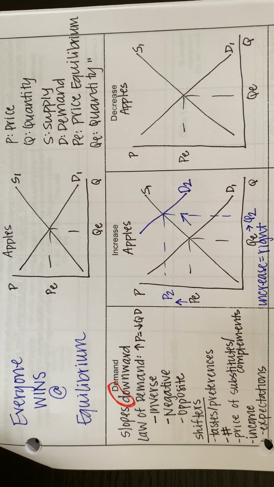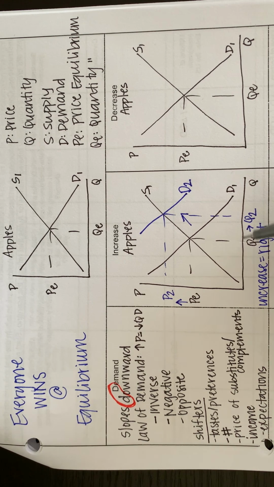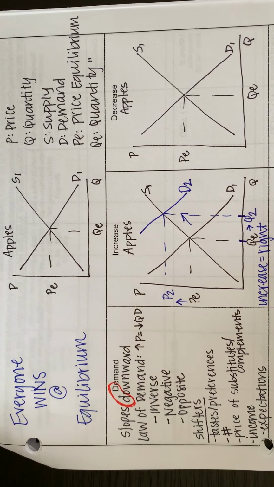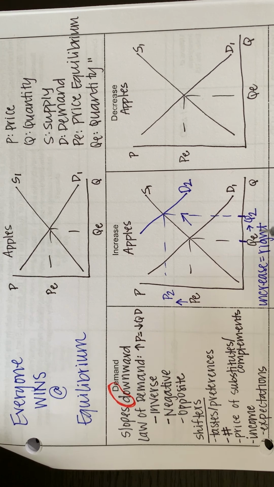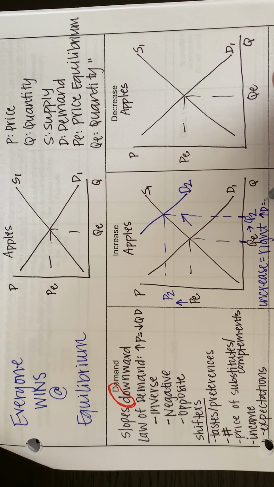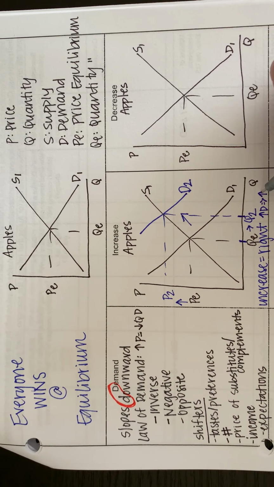So did we actually increase in demand? Yes, we did. Here's our starting point right here at QE, and here's our ending point at Q2, and this is a number line, 0, an infinite number, and we went from E to 2. So we showed an increase in demand. So this increase in demand, we increase demand, that will lead us to an increase in price and an increase in quantity.